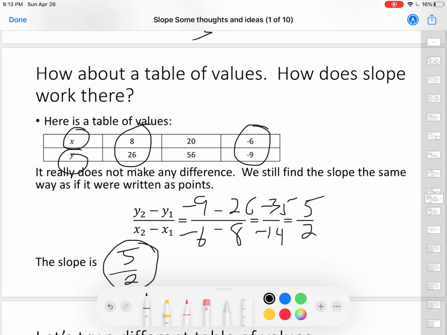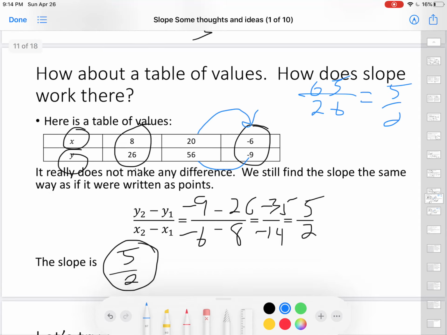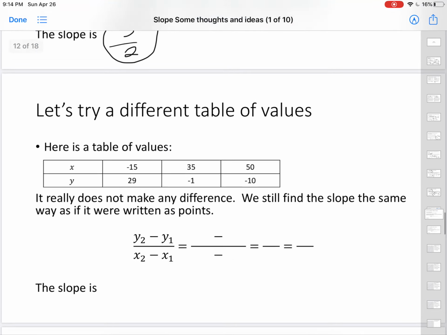When you have a table, it does not matter which points you use. You will always get the same values. In fact, let me just quick show you. 20 minus negative 6 is 26. That goes on the bottom because it's the x values. 56 minus negative 9 is 65. Divide them both by 13, you get 5 halves. It doesn't matter which points you use. You will still get the same slope.